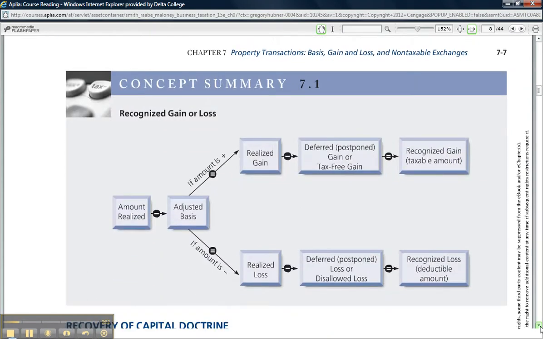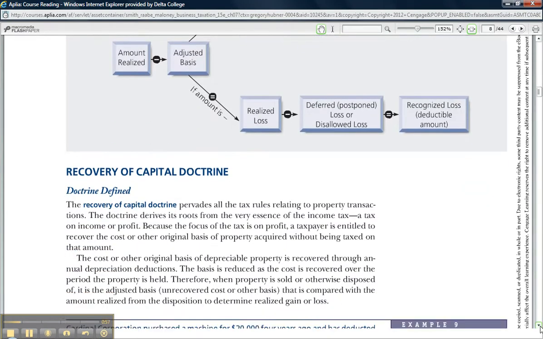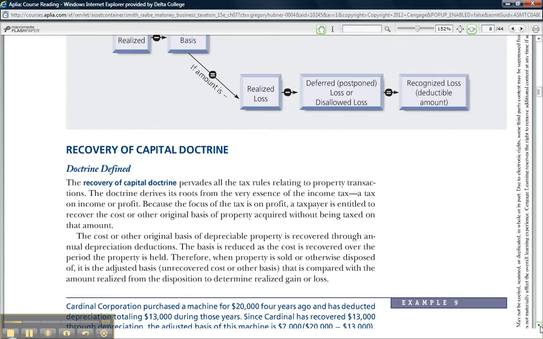Nice flow chart there. The recovery of capital doctrine simply says that if you sell something and the portion of the proceeds that is the return of your original cost, that's tax-free. You can get your capital back tax-free, and the amount in excess of that is gain.